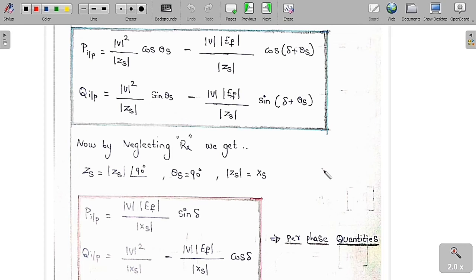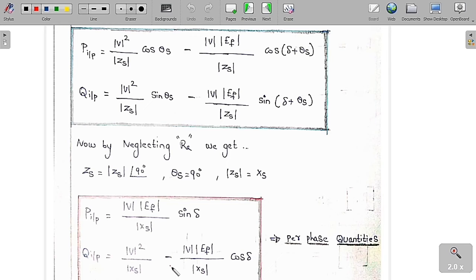So whenever RA is equal to 0, the perfect active power input is equal to the perfect active power output, which is equal to mod of V into mod of EF by mod of X into sine delta. So, the easy way to remember: the perfect active power input is equal to the perfect active power output, equal to mod of V into mod of EF by mod of X into sine delta. Similarly, for the perfect reactive power input, initially the input side means it is V, so mod of V whole square by mod of X minus mod of V into mod of EF by mod of X into cos delta.